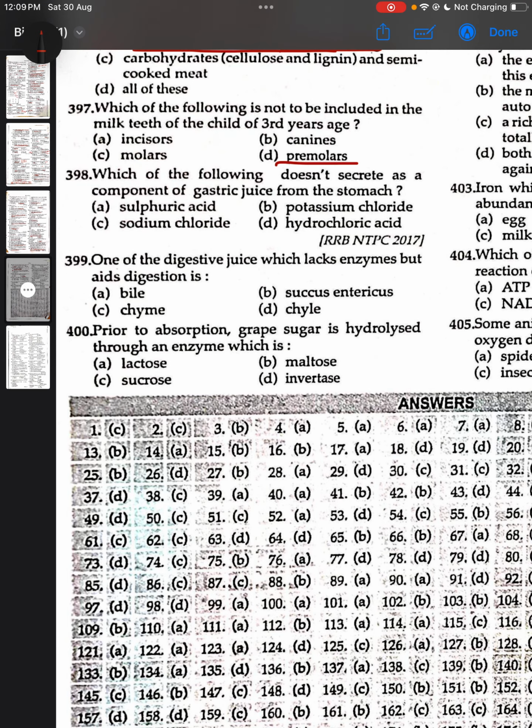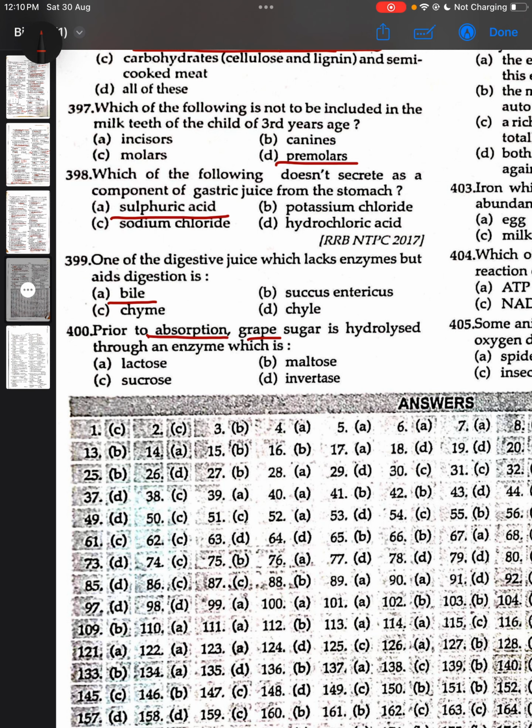Which of the following is not secreted as a component of gastric juice from the stomach? Sulfuric acid. Other than sulfuric acid, potassium chloride, hydrochloric acid and sodium chloride are all secreted and are components of gastric juice. One of the digestive juices which lacks enzymes but aids in digestion is bile. Bile is produced by the liver and stored in the gallbladder, and takes part in emulsification, which is the breaking of large fat globules into smaller ones.